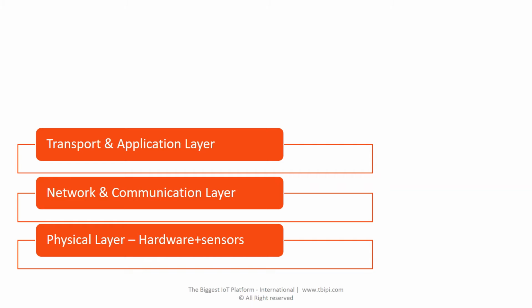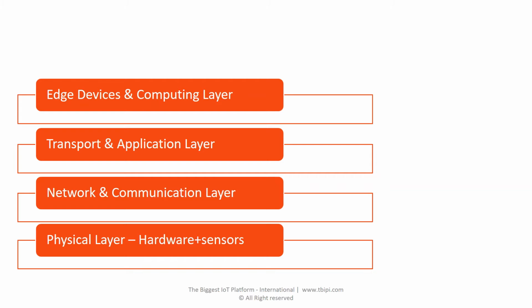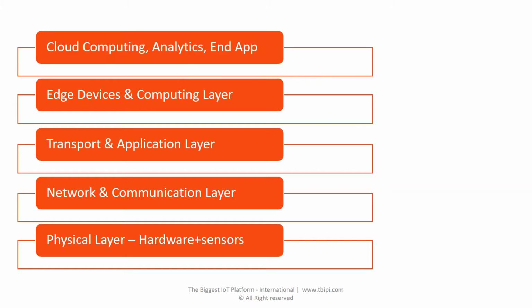MQTT, and CoAP, AMQP, XMPP. All right. And then comes the edge device and computing layer, where we design some edge computing devices, IoT gateway. Then comes cloud computing, analytics, and designing some app development. Okay. So this is what we talk about in this part.